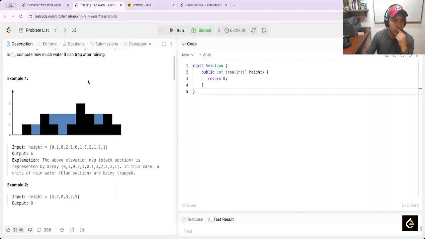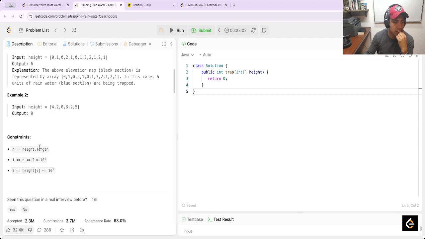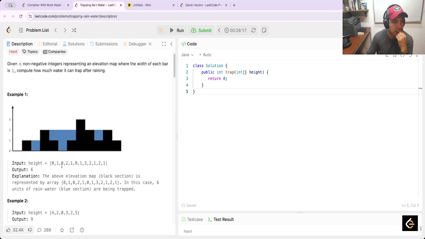Yeah, because let me check the constraints before continuing. The n, the minimum is 1, and the height, the minimum is 0, maximum is this.